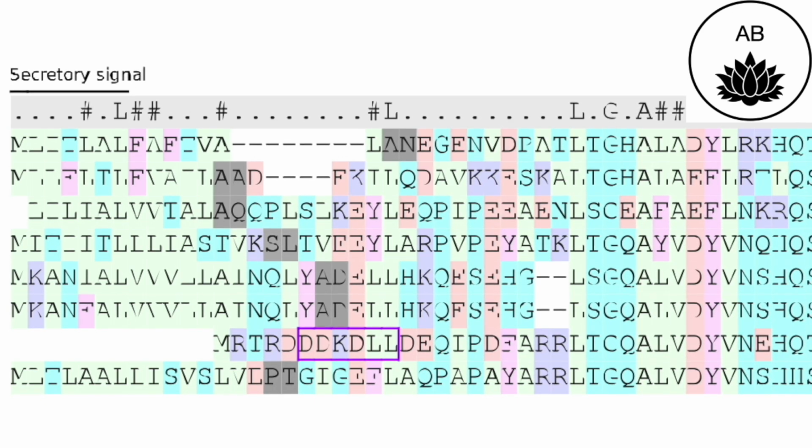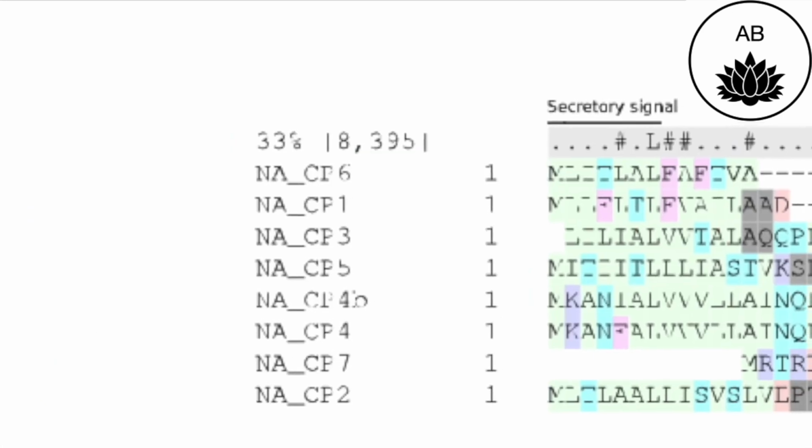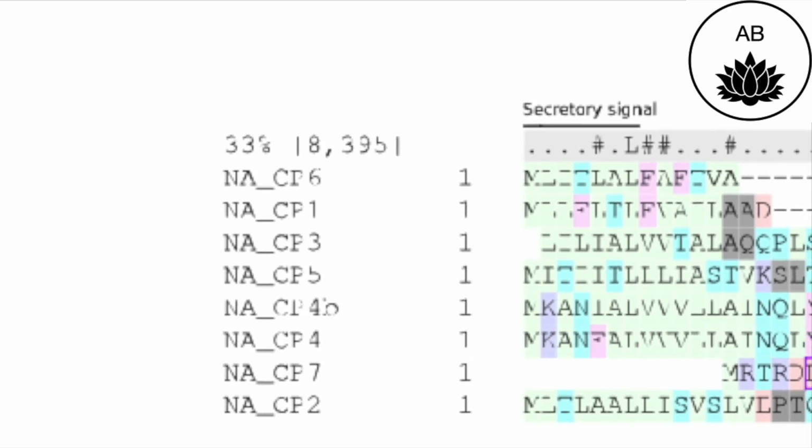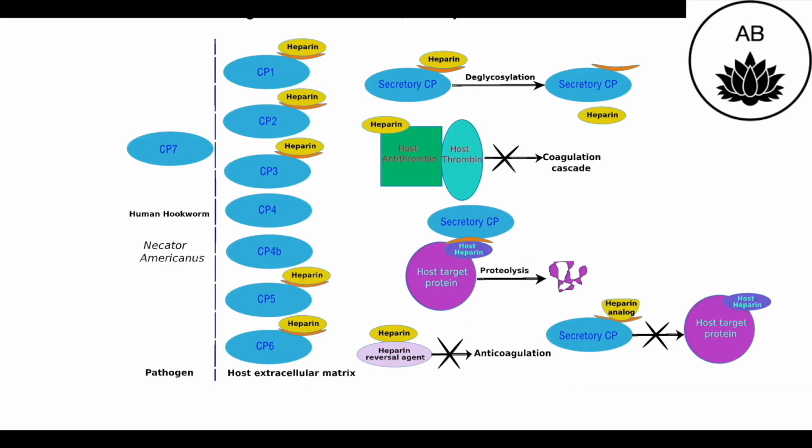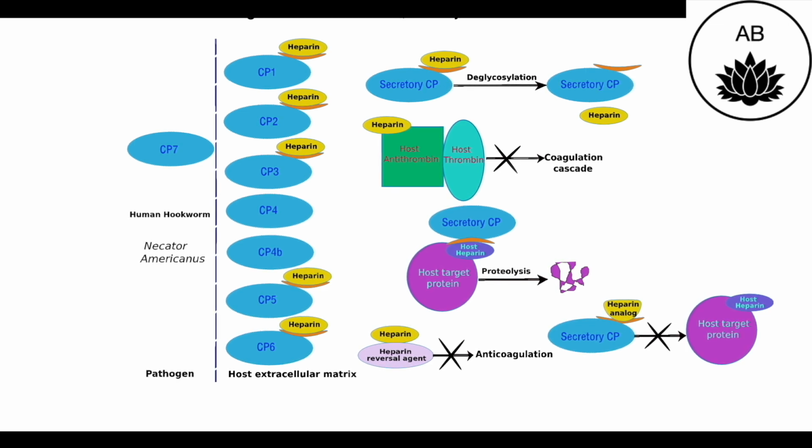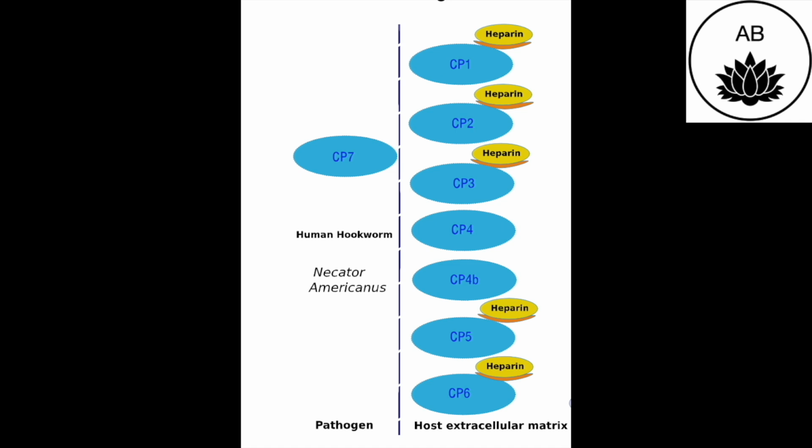Notice the blank space in the alignment. This corresponds to the CP7 sequence of human hookworm. Now, this diagram is again from the scientific article I mentioned earlier. Notice on the extreme left that CP7 remains inside the pathogen, whereas the rest of the cysteine proteases are secreted out into the host extracellular matrix.